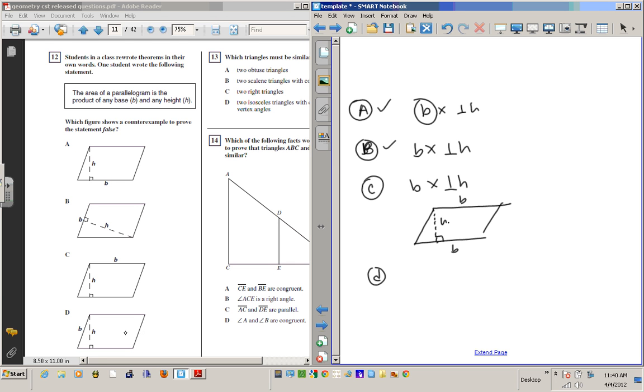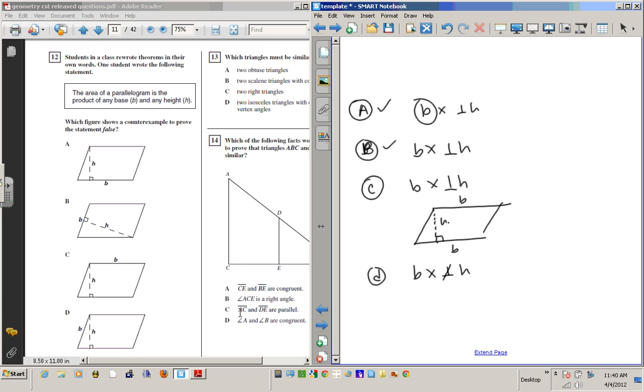So this is wrong. This formula, B times H, is wrong because the H is not perpendicular to the base. The base times the height must use a perpendicular height, so that is not the accurate height of this parallelogram.